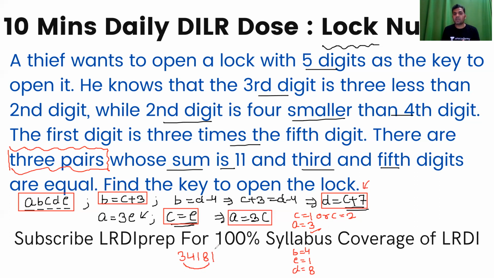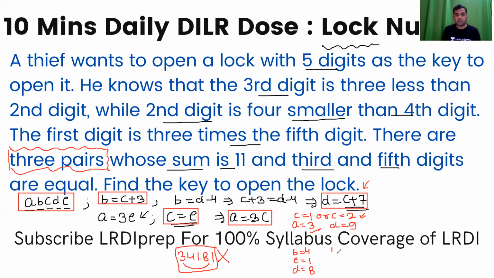There's only one pair in this combination where the summation of the pairs should be equal to 11. So can I straight away eliminate this option? Therefore, I have to go with this option, C being equal to 2. C is 2. That means D will be equal to 9.